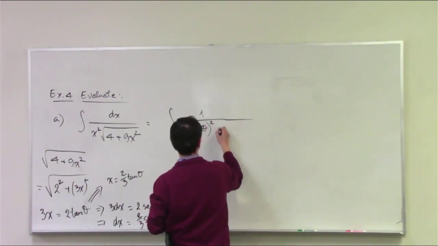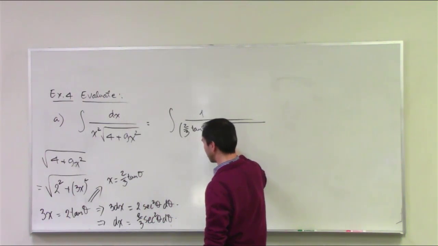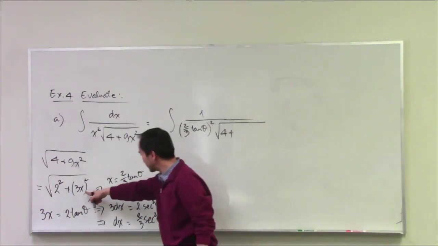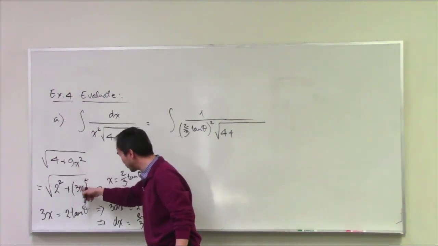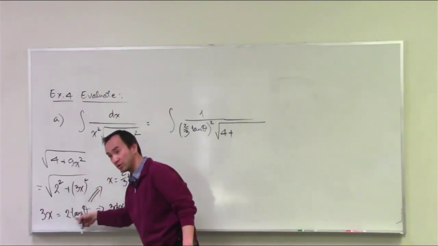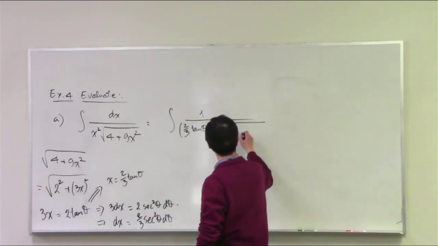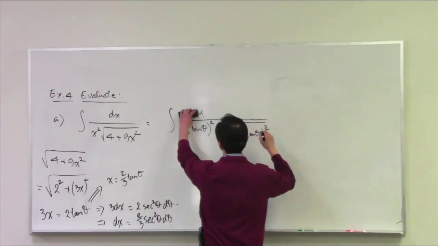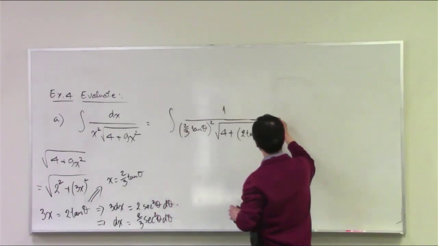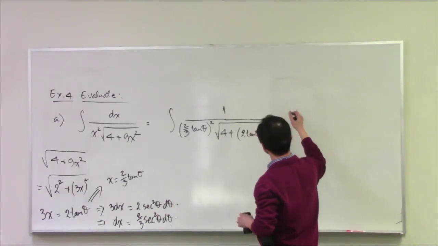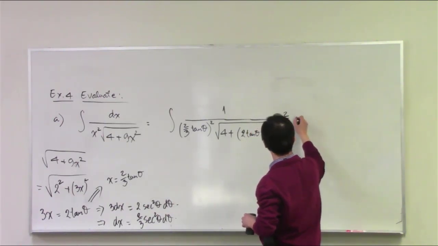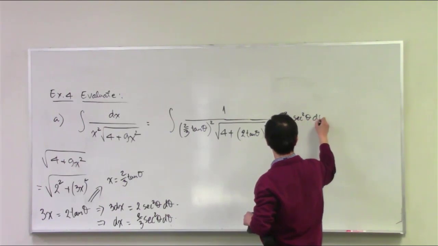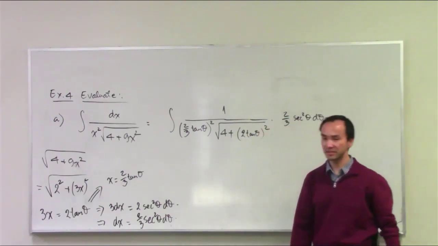then multiplied with the square root expression. Here I have 4 plus 9x squared, and 9x squared is understood as 3x all squared, but 3x on the other hand equals 2 tangent theta. So that means we're looking at 4 plus 2 tangent theta all squared. Then your dx here is substituted by 2/3 secant squared theta d theta. So that's how I made the substitution.